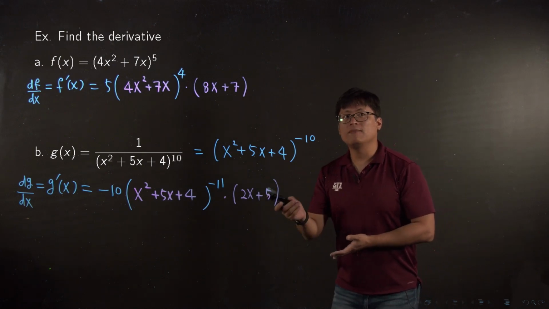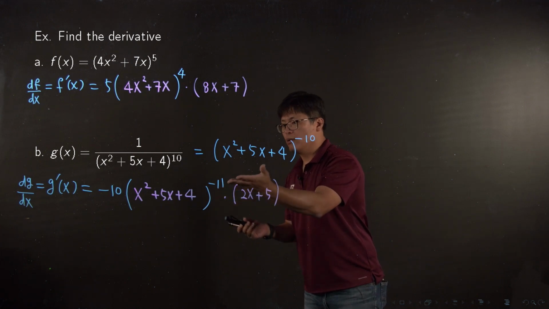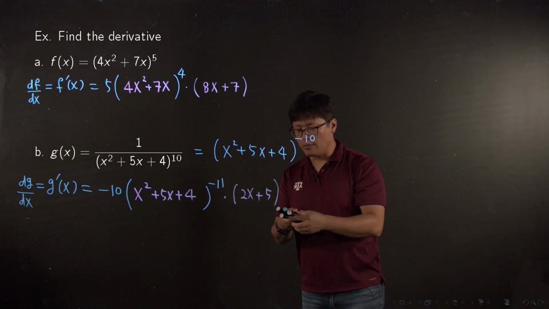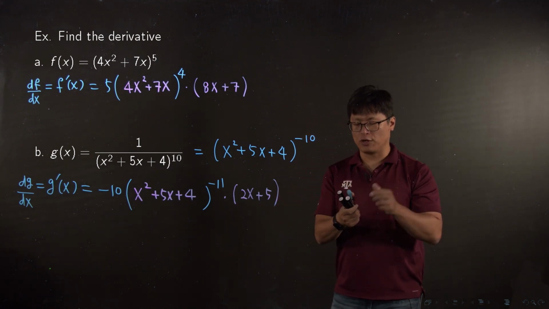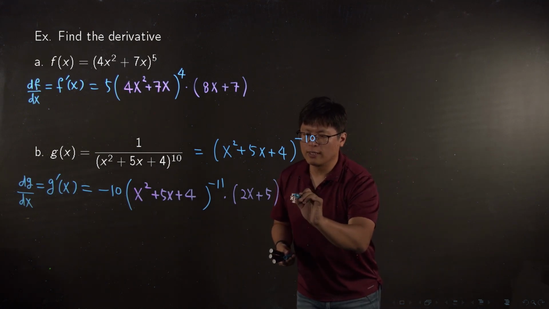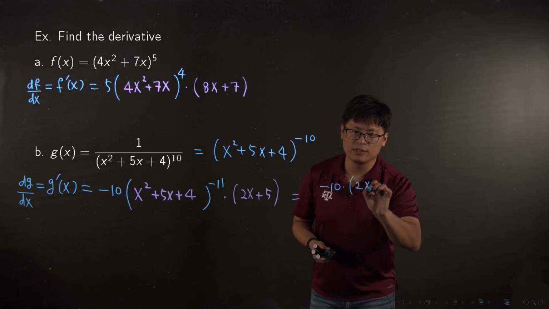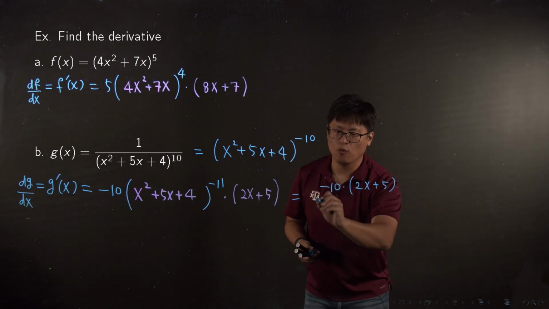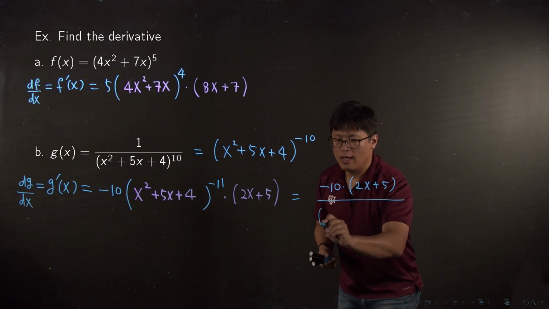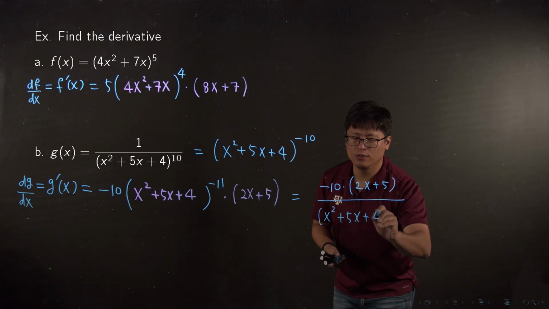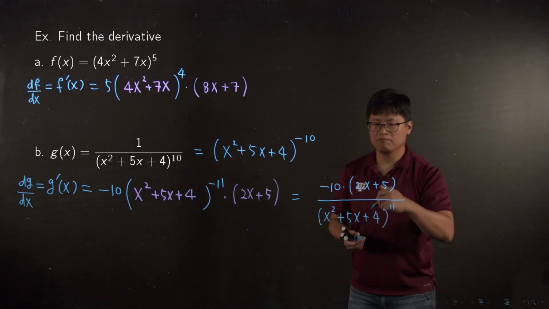And if you don't want to have a negative power, yes, you can do that, okay? You can move your negative power part to the denominator, okay? But again, it is just an option, okay? Here we go. If you want to do it like that, you can write this as negative 10 times (2x plus 5), which is the numerator, over (x squared plus 5x plus 4) to the 11, okay? Either way, it doesn't matter.